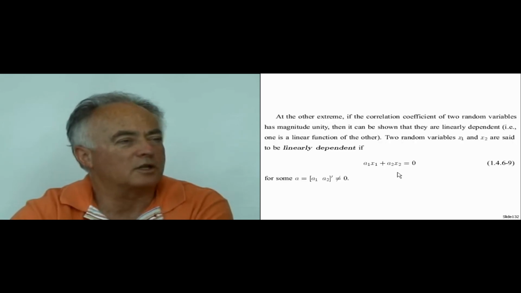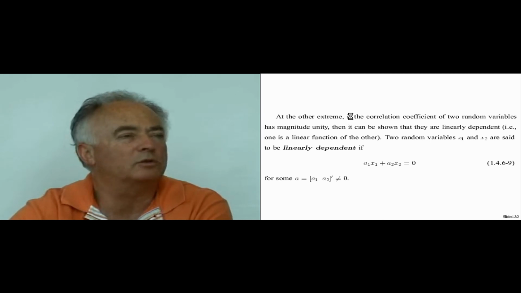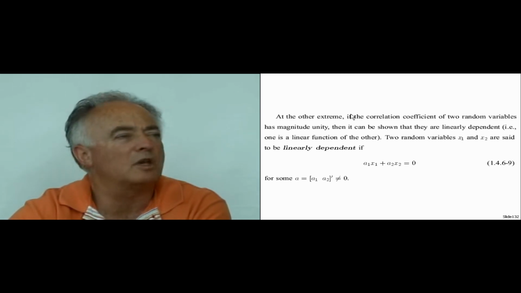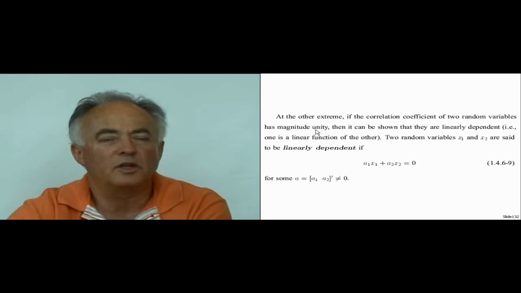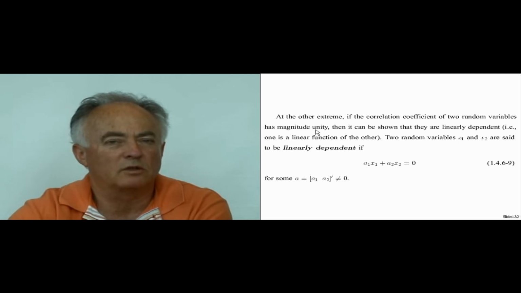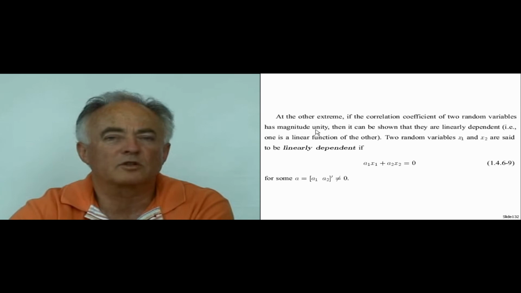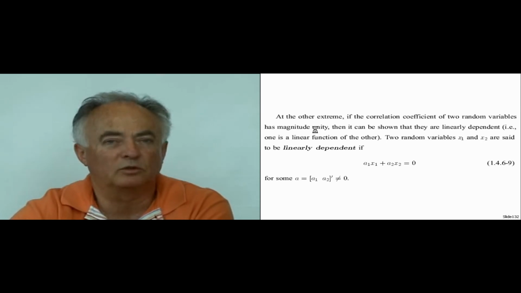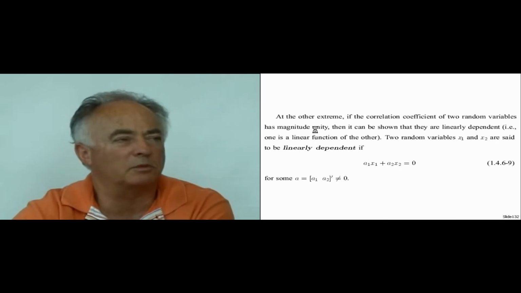Now, there's another extreme. One was correlation coefficient 0, the other extreme would be the correlation coefficient is 1. Again, think of cosine 0. The angle for cosine 0 is 90 degrees. In geometric context, those two vectors in the plane are perpendicular, orthogonal. And we'll see how this carries over to the case of random variables.